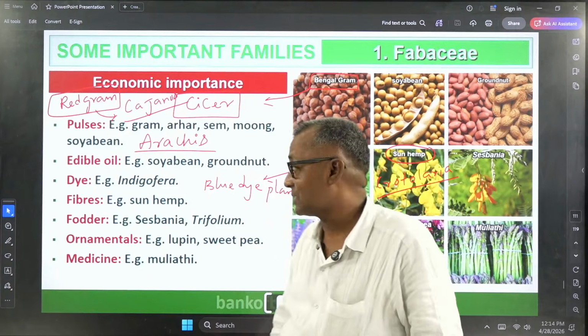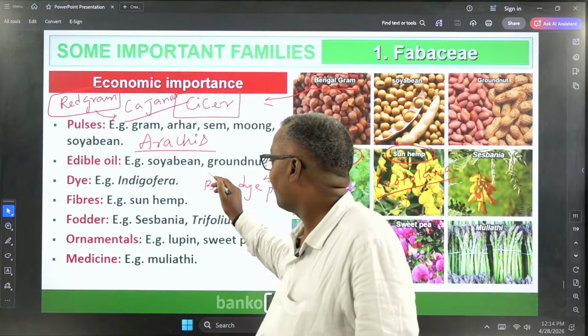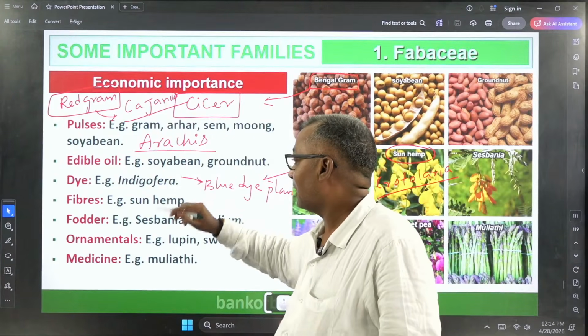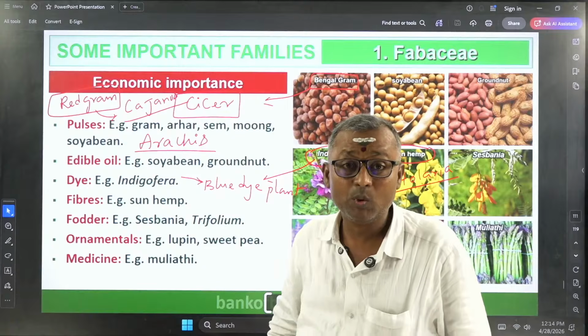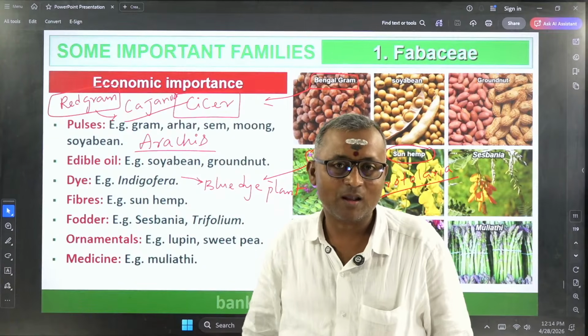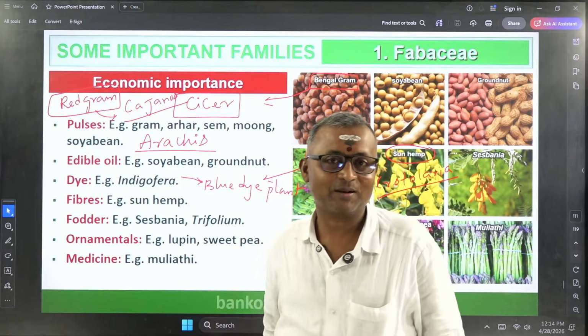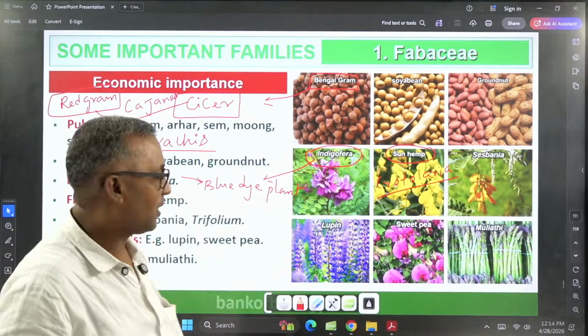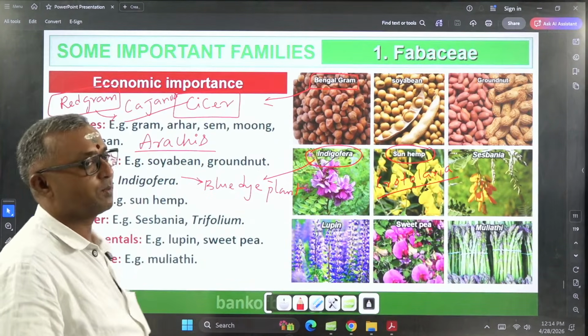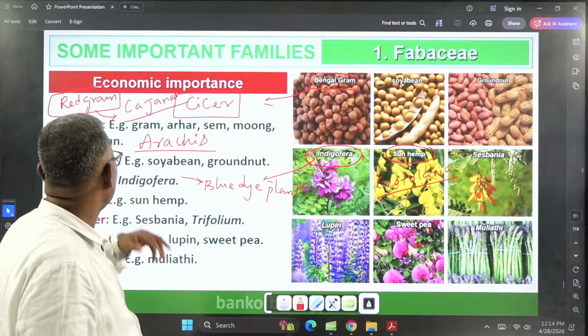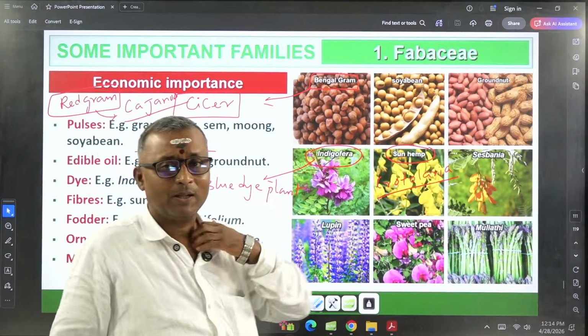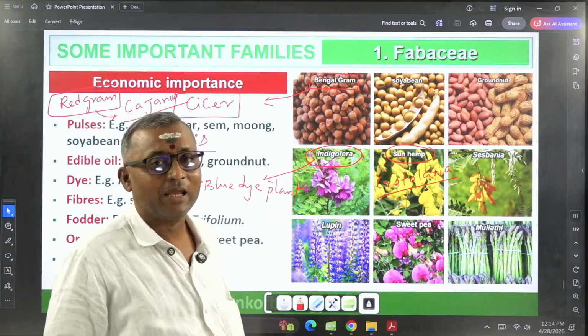Then dye, as I said, now Indigofera is the dye. From this plant, we are getting a dye called blue dye. Ujala, there are so many brands. So these dyes are all blue dyes. This blue dye is obtained from this plant. Which plant? Indigofera. Sun hemp, that is Crotalaria.